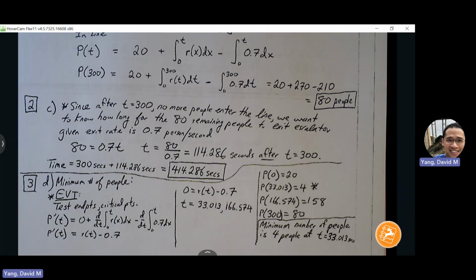So you take the R of t equation minus 0.7, plug it in the calculator, and then graph it. Once you graph it, you're looking for the x-intercepts, and one of the x-intercepts is going to be, yeah, and the other one is going to be 166.